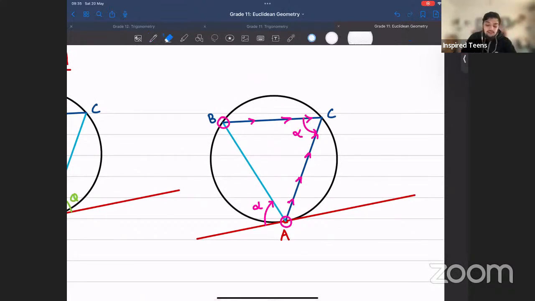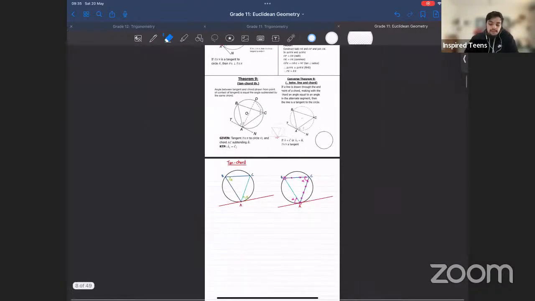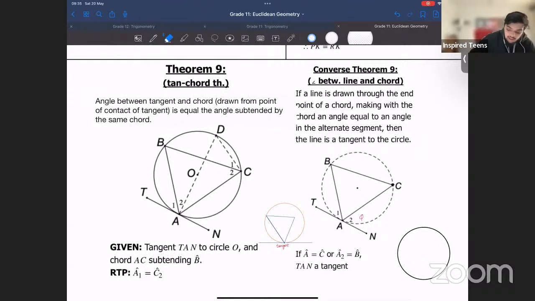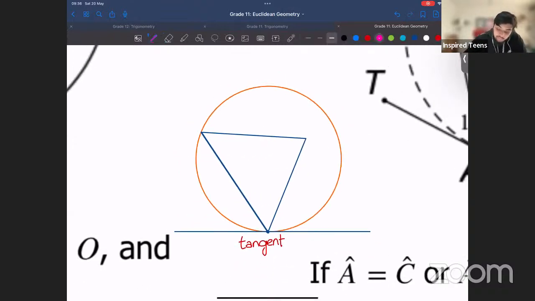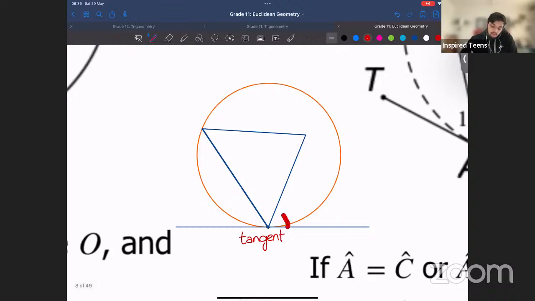So the angle between tangent and chord is equal to the angle subtended by the same chord. That's explained here in this diagram, and I hope that makes sense. So let's go back to this. The angle between tangent and chord drawn from the point of contact of the tangent is equal to the angle subtended by the same chord. Before we discuss the converse, let's have a look at this. So here we have the angle between tangent and chord.